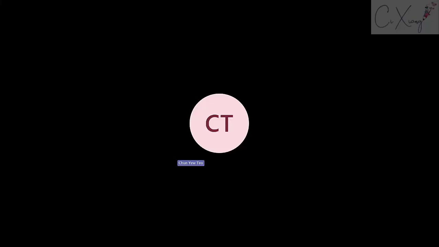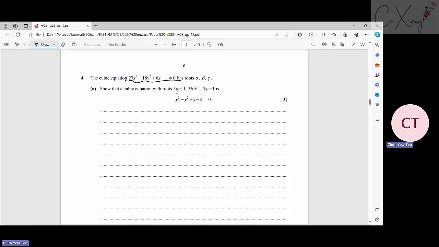Look at question number 4. The cubic equation given as 27x cubed plus 18x squared plus 6x minus 1 equal to 0 has the roots alpha, beta, and gamma. So part A, they want you to show that the cubic equation with the roots 3 alpha plus 1, 3 beta plus 1, and 3 gamma plus 1 will be given as the following expression. So what you need to do is let y equal 3x plus 1. Then from here, you get x equals y minus 1 over 3.